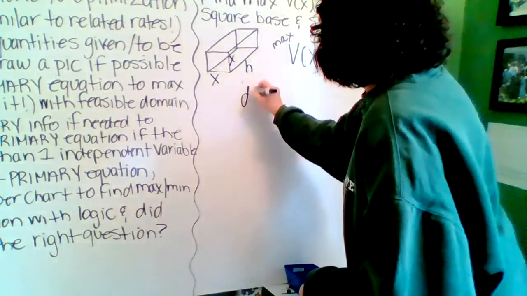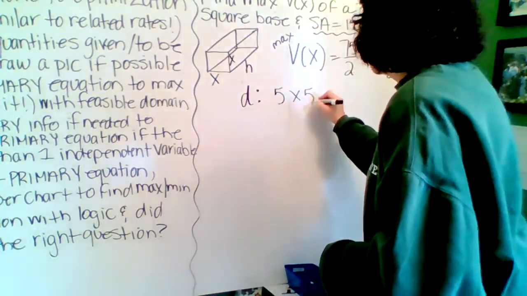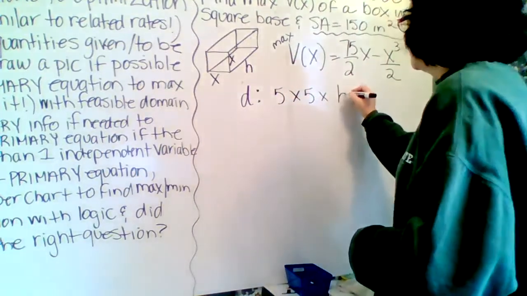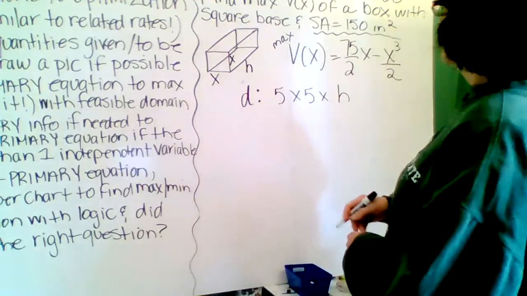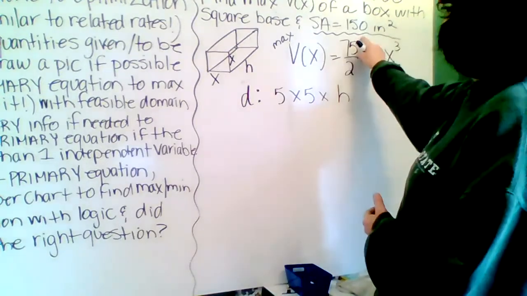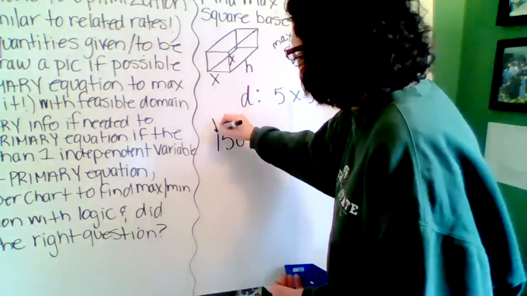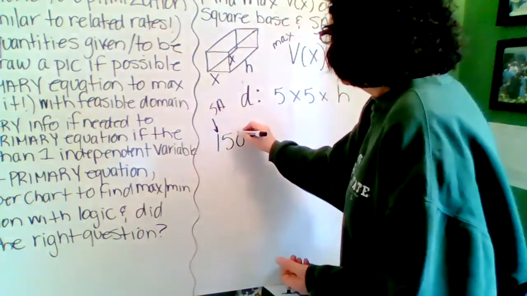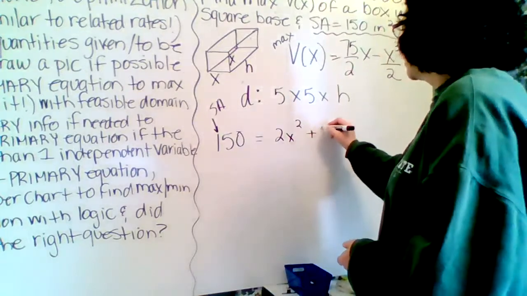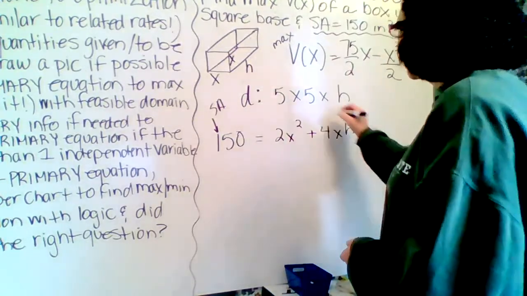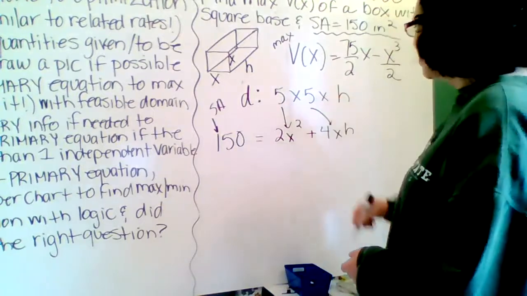So the dimensions would be 5 by 5 by the height. Okay, well, what is the height? Oh, well, I can figure that out. How do I figure that out? I figured it out because I had the surface area. The surface area was 150, right? And that was 2x squared plus 4xh. So let's go ahead and put the 5 in for the x, and then we can solve for the h.